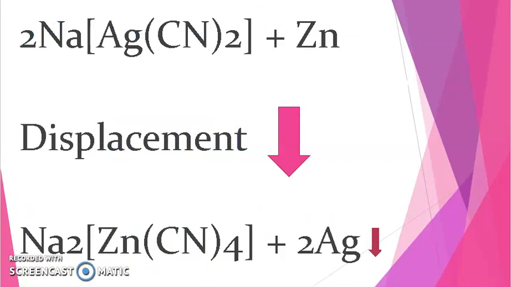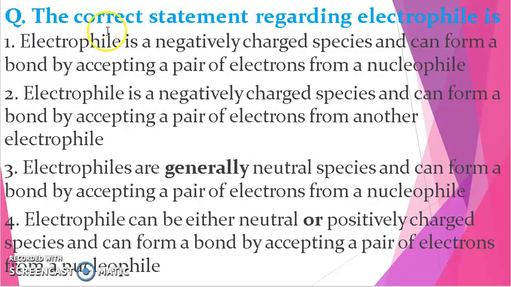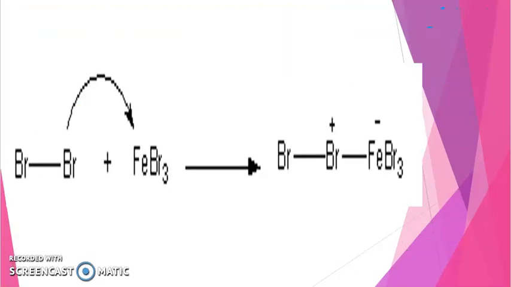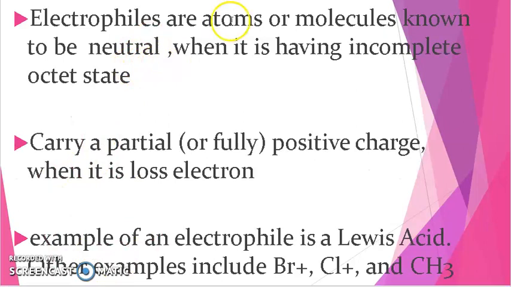Let's go to the second question: the correct statement regarding the electrophile is. We have to find the correct statement for the electrophile. What is meant by electrophile? An electrophile is an atom or molecule known to be neutral, and it carries a partial positive charge. Simply you can say it has a positive charge. See this picture here: electrophiles are atoms or molecules known to be neutral.